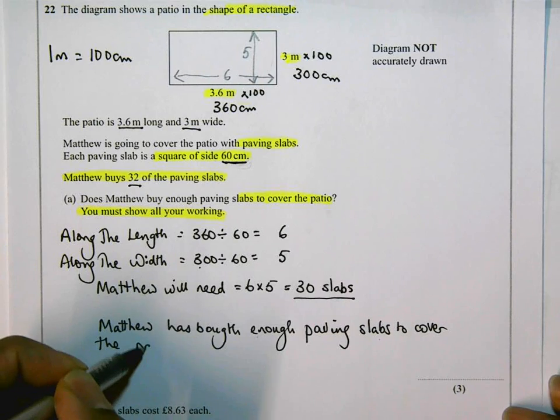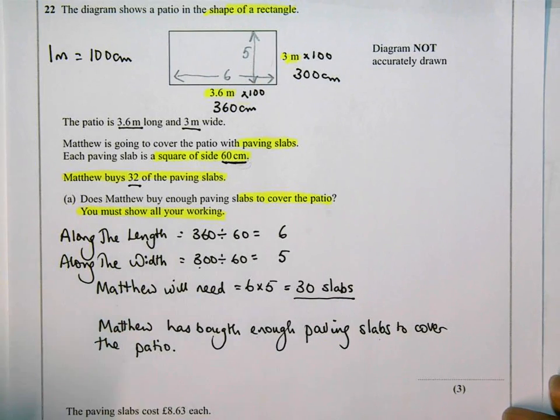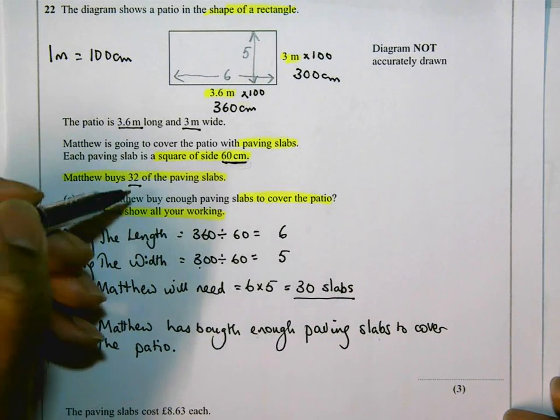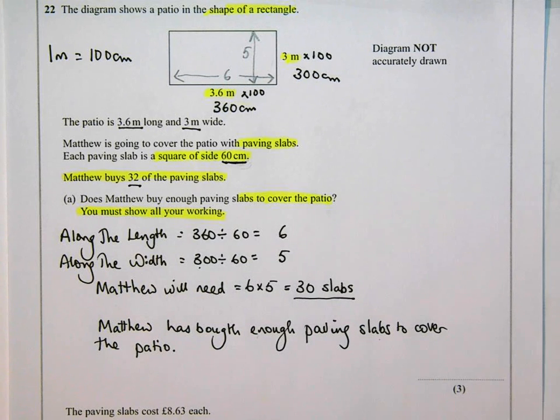Yeah, because he's bought 32, he needs 30, so he does have enough to cover the patio. And this is one method of doing it. I think this is one of the easier methods of doing it. You could have done it in several different ways.